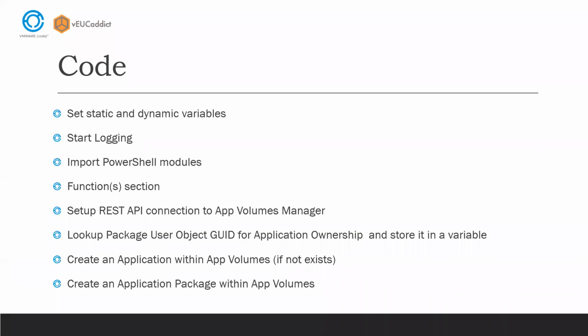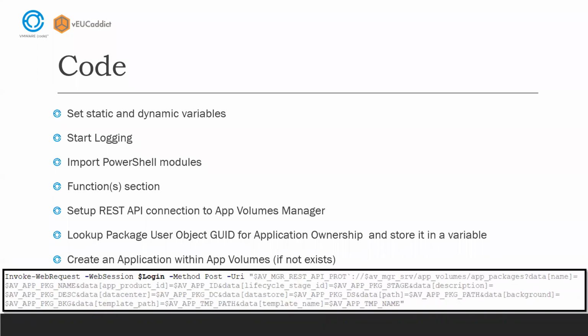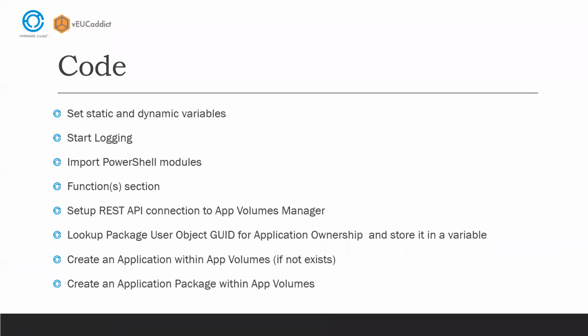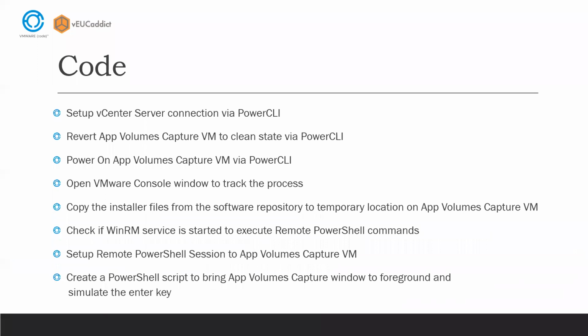This time we run the API post command with different parameters inside the URI so we can create an application package. You need a lot of parameters here to get it right in App Volumes. The first part, what you normally do in the App Volumes admin console, is done.